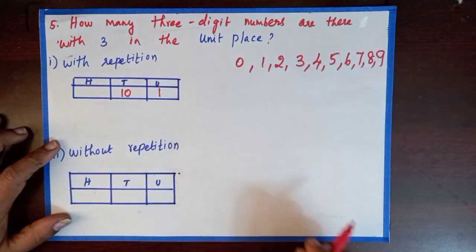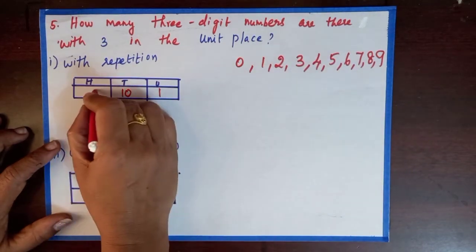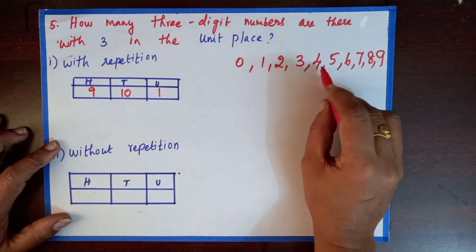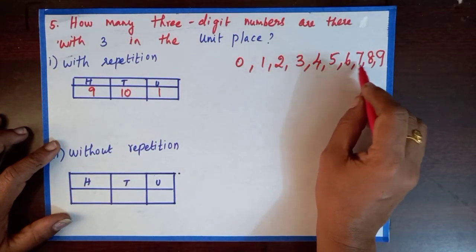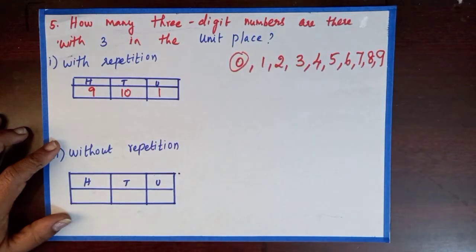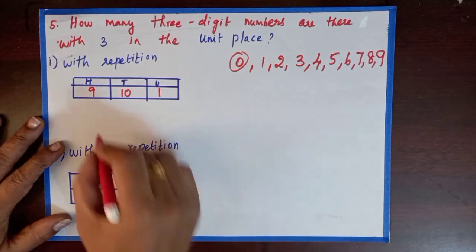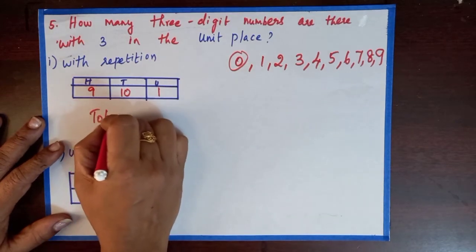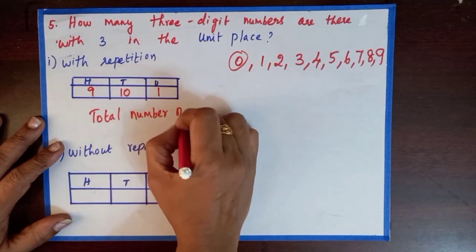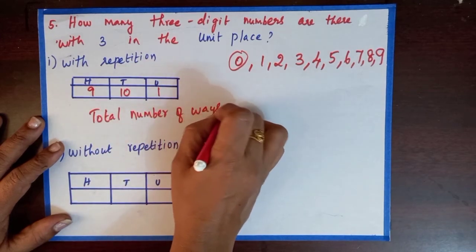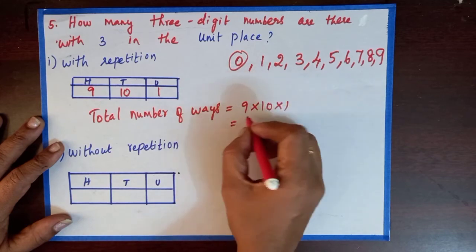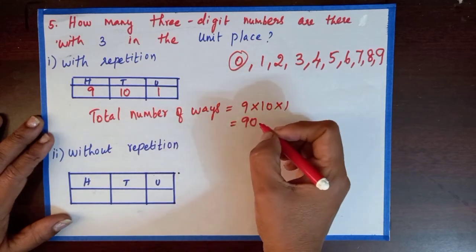The hundreds place can be filled in 9 ways using the digits 1, 2, 3, 4, 5, 6, 7, 8, 9, excluding 0. Okay. So, the total number of ways is equal to 9 into 10 into 1, which is nothing but 90.